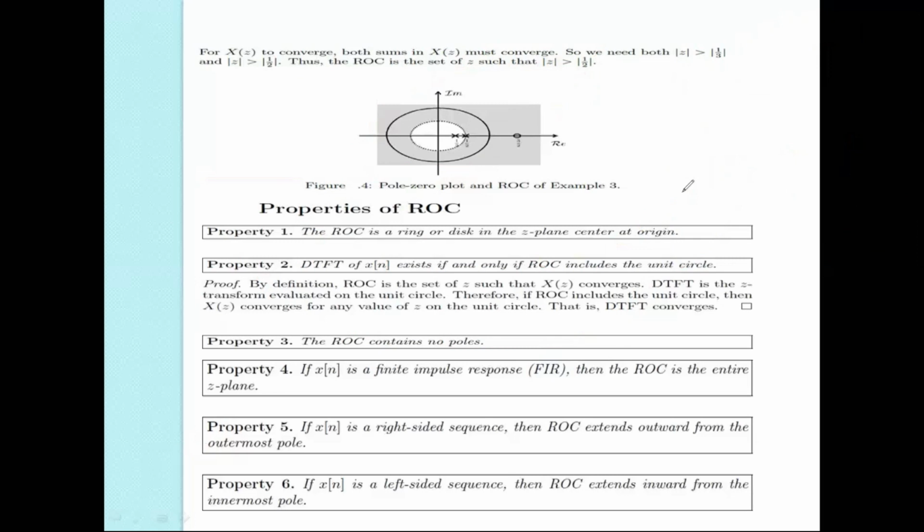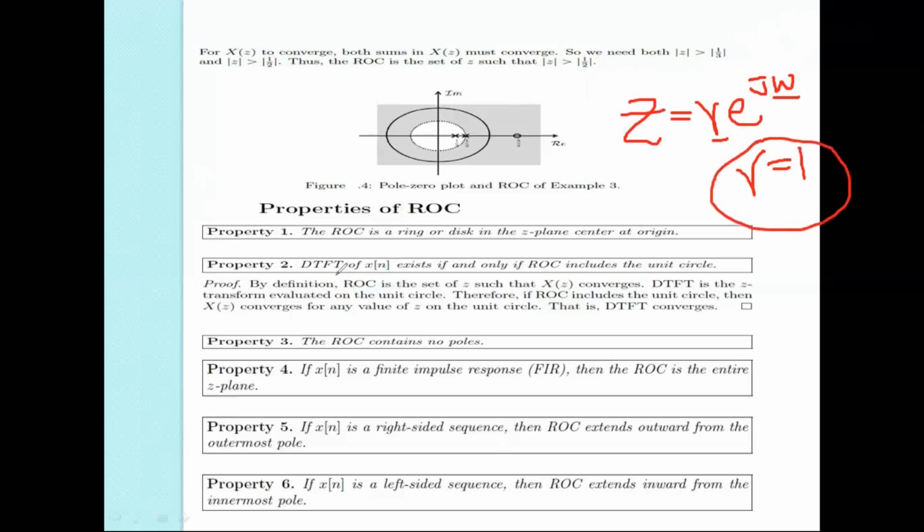The first property says that the ROC is a ring or a disc in the Z plane, centered at the origin. The second property says that the discrete time Fourier transform of x[n] exists when the ROC includes the unit circle, because r is equal to 1. Z is equal to r e^{jω}, where r is the magnitude and ω is the phase angle. When r is equal to 1, it is the unit circle. The discrete time Fourier transform of x[n] exists if and only if the ROC includes the unit circle.